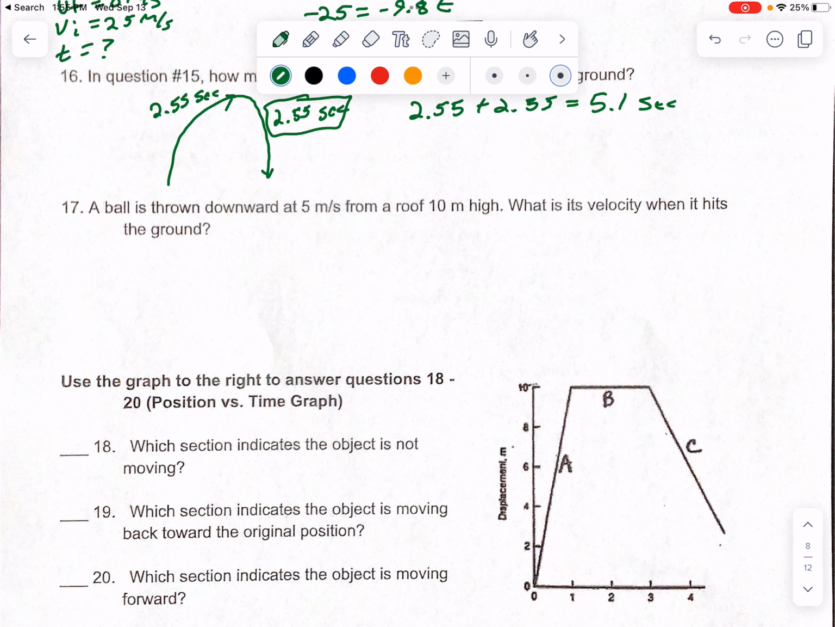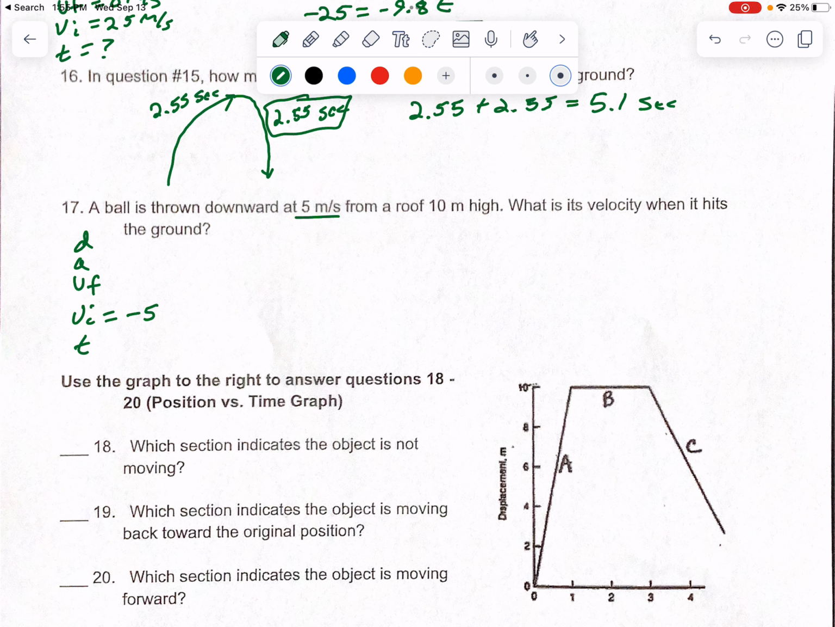17, a ball is thrown downward at 5 meters per second. So this is where we've got to be careful, because I've seen some confusion on this one as well. If I'm throwing something down, that means my velocity is negative. And again, what is the velocity when it hits the ground? So that means that 5 meters per second was my initial velocity. Okay, so I threw it downwards, I didn't just drop it. I threw it downwards at 5 meters per second, so that makes it negative 5.